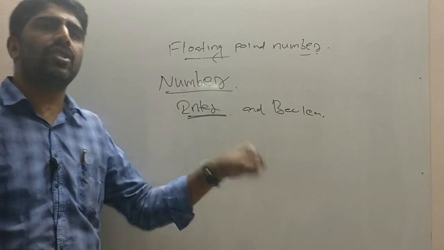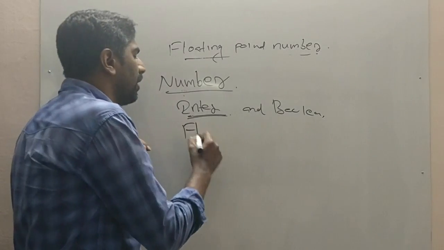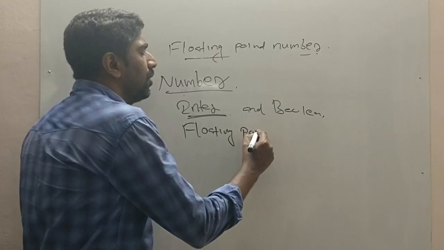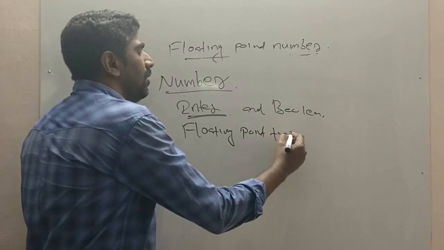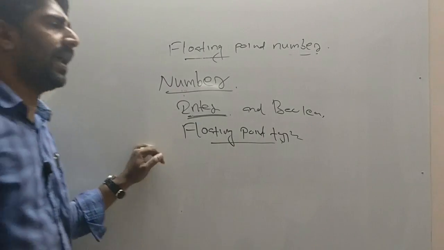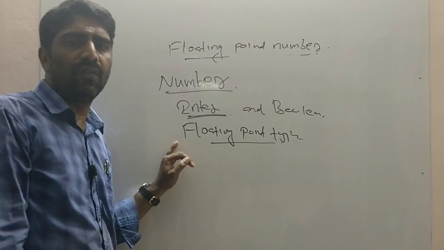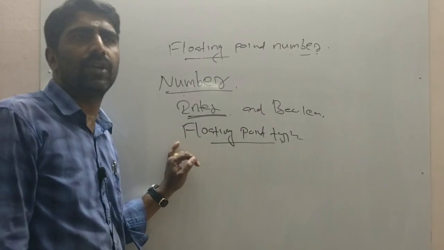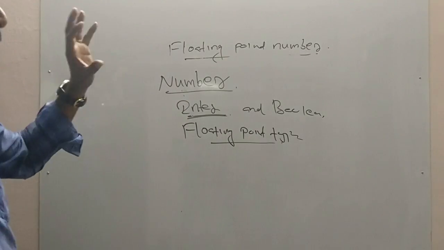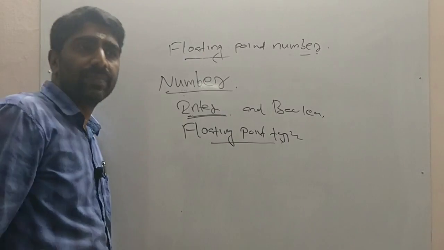Then the next we discussed, which is also a number data type, is the floating point type. Floating point type means numbers having a fractional part. Such numbers are called floating point type. What are the advantages of floating point data types over integers?